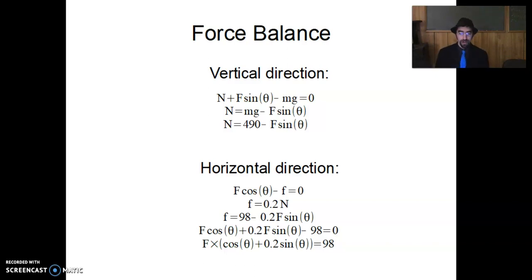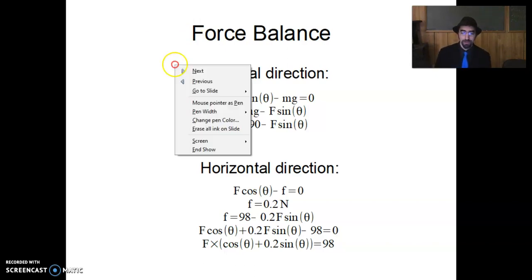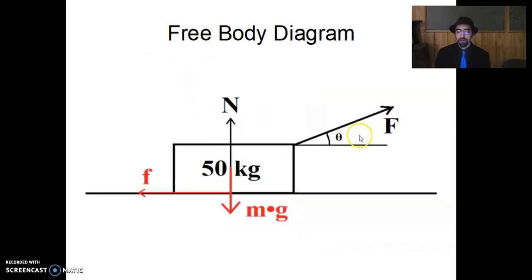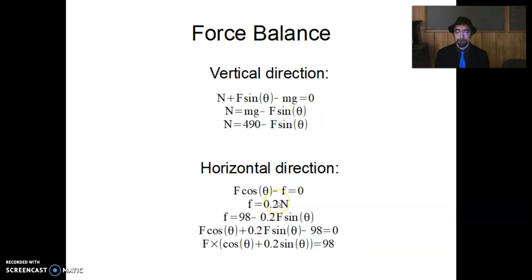In the horizontal direction, I just look back at the picture. I've got F cosine theta going forward and friction, little f, going backward. So I have F cosine theta minus f equals 0. Little f equals 0.2 times the normal force, not 0.2 newtons, 0.2 times the normal force. Normal force is 490 minus F sine theta. I multiply that by 0.2. I get 98 minus 0.2 F sine theta.